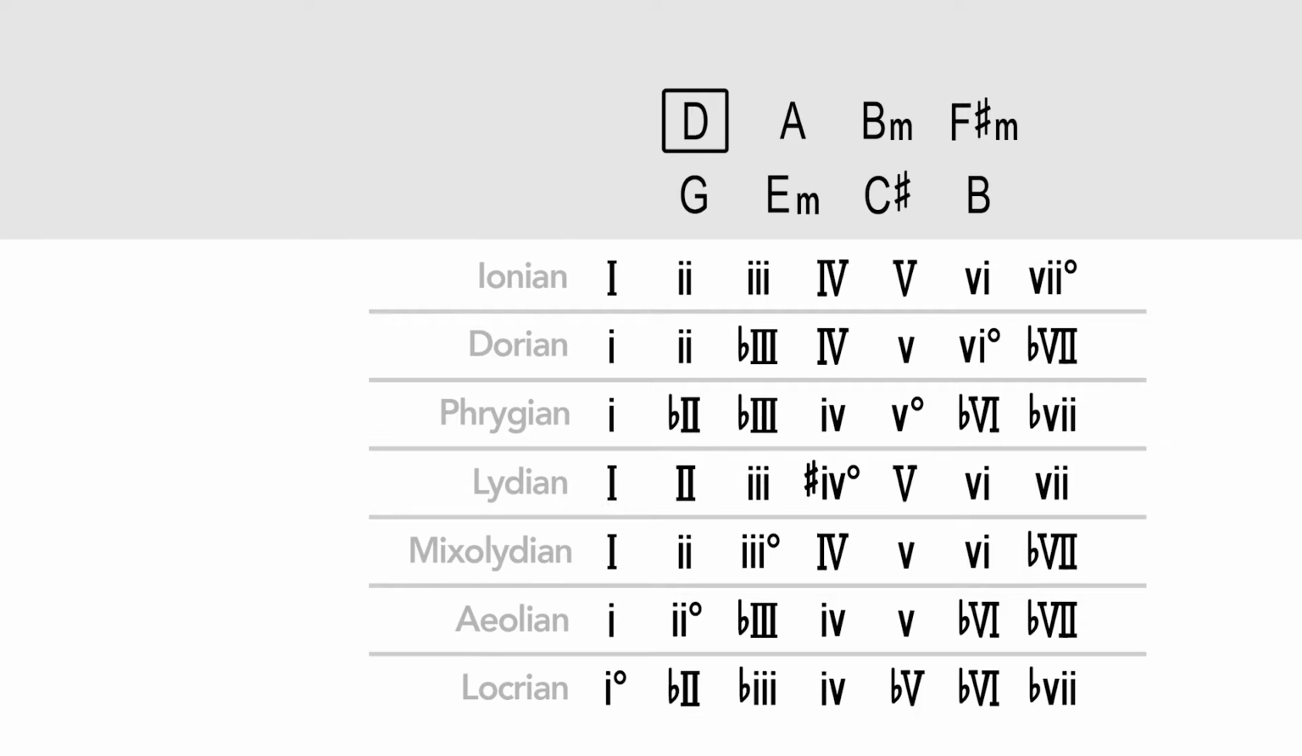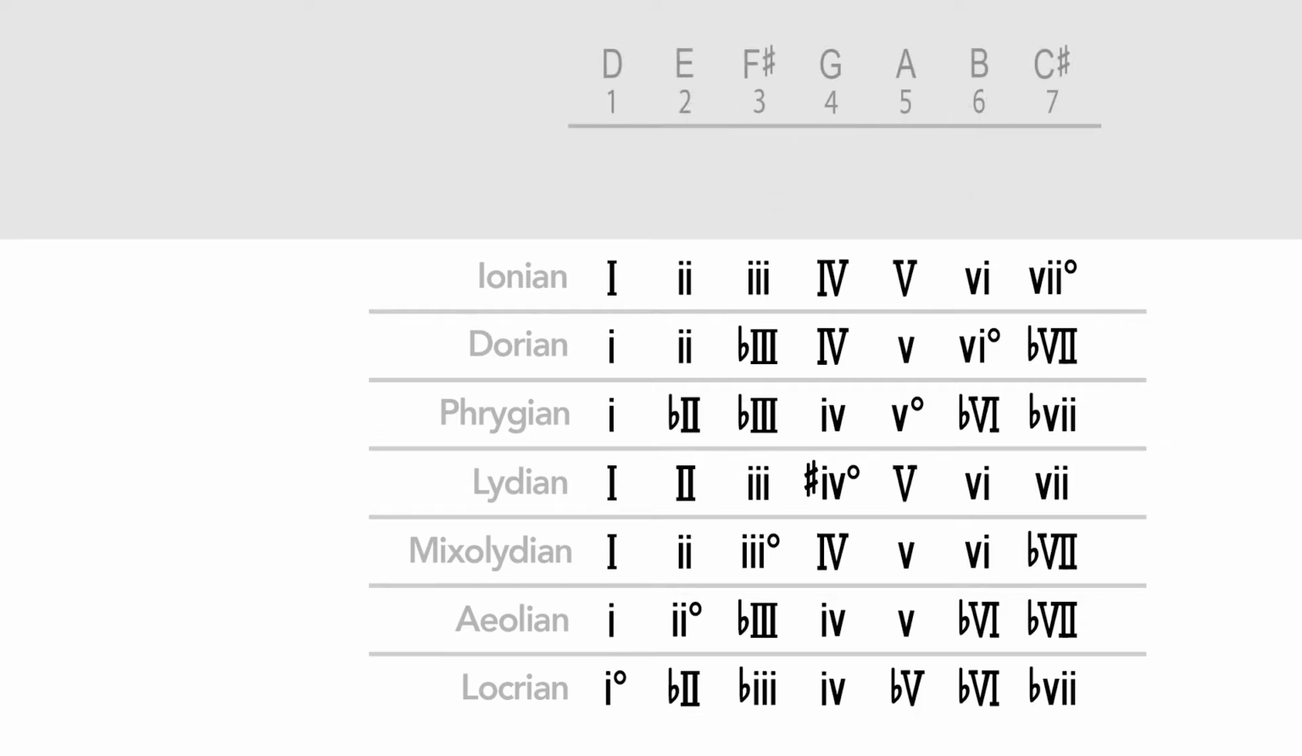Now because the song is in the key of D, let's start with the D major scale along the top here to get our bearings, which is D, E, F sharp, G, A, B, C sharp, D. D is 1, E is 2, F sharp is 3, and so on.